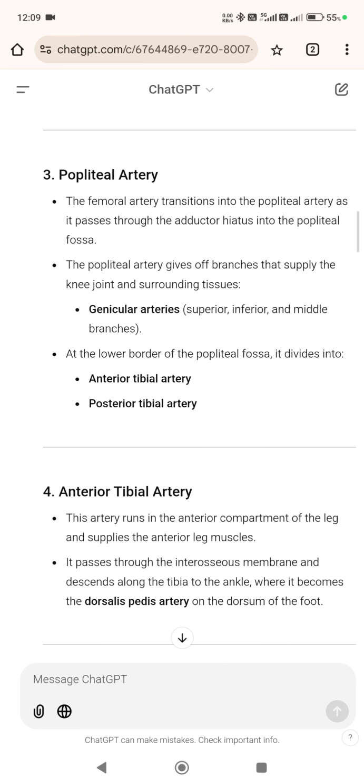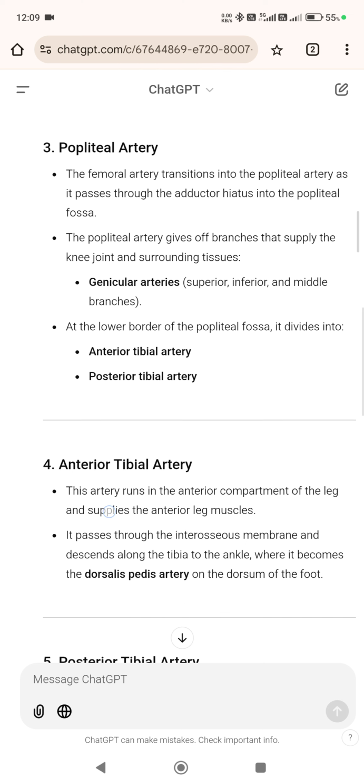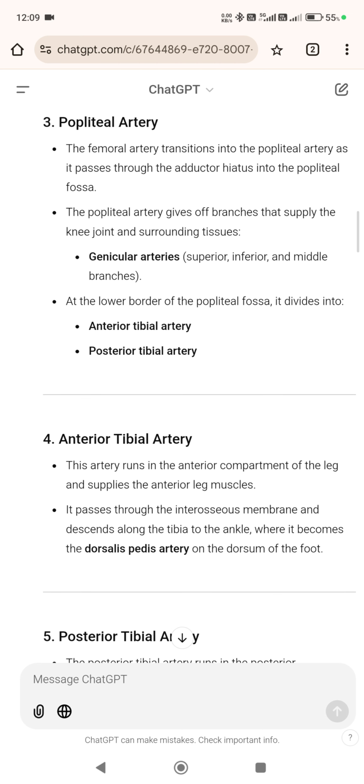3. Popliteal artery. The femoral artery transitions into the popliteal artery as it passes through the adductor hiatus into the popliteal fossa. The popliteal artery gives off branches that supply the knee joint and surrounding tissues: genicular arteries, superior, inferior, and middle branches. At the lower border of the popliteal fossa, it divides into the anterior tibial artery and posterior tibial artery.